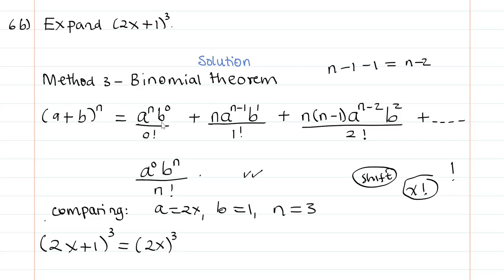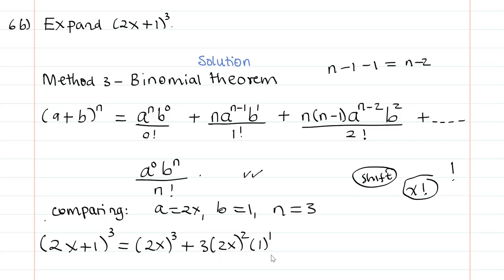b to power 0, b is 1 to power 0 is 1, it makes no difference. And the denominator is going to be 1, 0 factorial, so it makes no difference there. Plus, what is our n? Our n is 3. What is our a? 2x. Power n minus 1, n is 3. 3 minus 1 is 2. Then, what is b? b is 1 to power 1. Divide by 1 factorial. If you press your calculator, 1 factorial is 1.